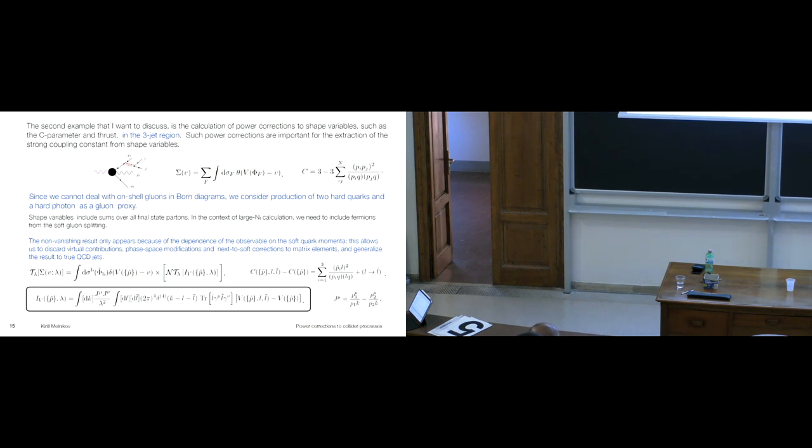Now, such power corrections are important for the extraction of the strong coupling constant from shape variables. And of course, as I said, we don't know what to do with the on-shell gluons in the Born process. If you look at three-jet production, you have q qbar and a gluon. What we do, and this was what Paolo Nason suggested in a slightly different context, is basically to get rid of this gluon but keep the kinematic features of the process. So we emit a photon instead of a gluon, then we have the kinematics of a three-jet process, and then we can go with the analysis.